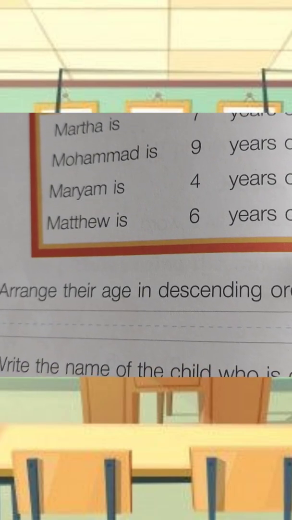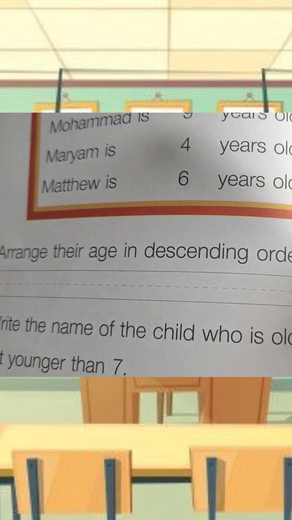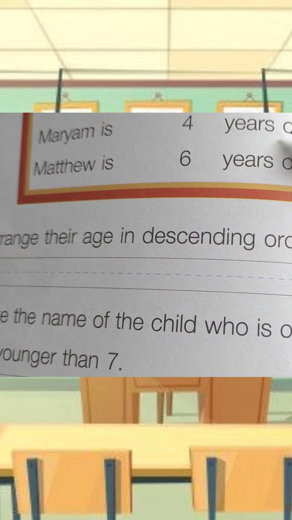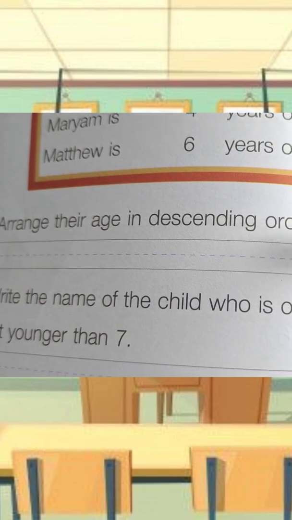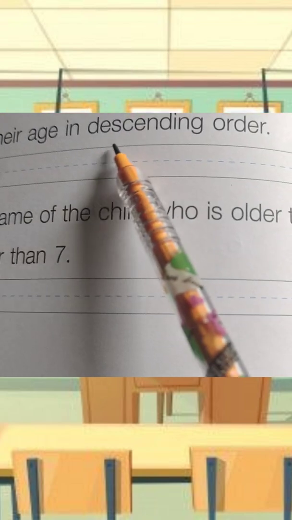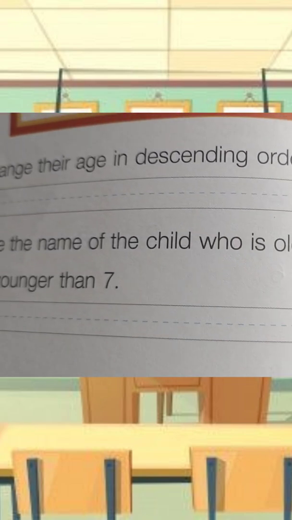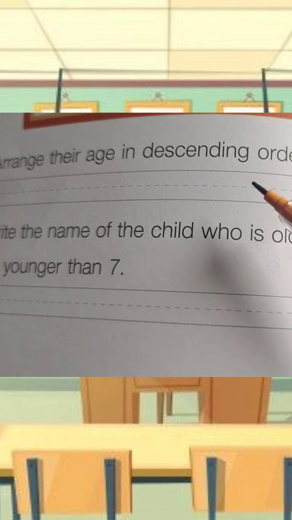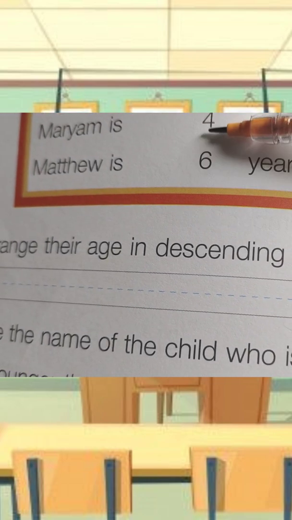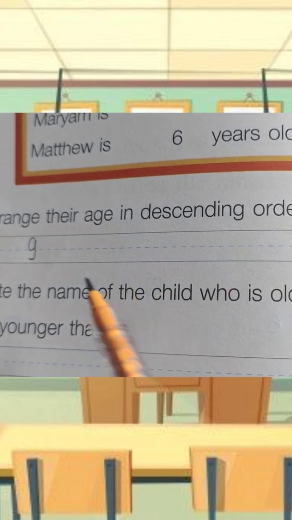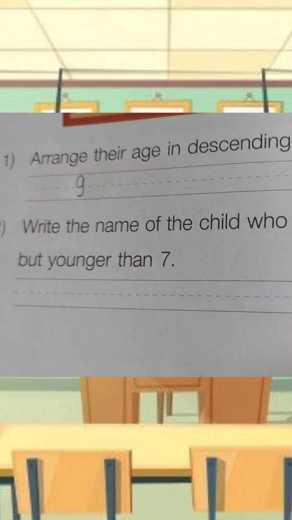Number 6 is a little problem. Martha is 7 years old. Muhammad is 9 years old. Mariam is 4 years old. Matthew is 6 years old. 1. Arrange their age in descending order. Descending order, it means you have to start from the biggest one to the smallest one. So let's look. Which number is the biggest one? 9, right? So you write 9 and you continue from the biggest to the smallest, okay?